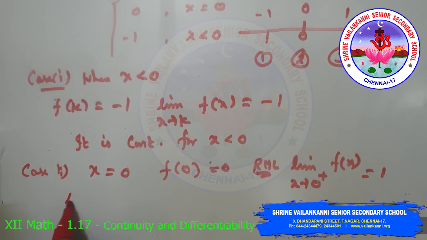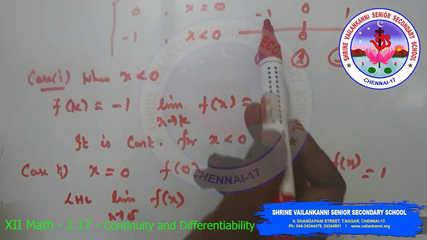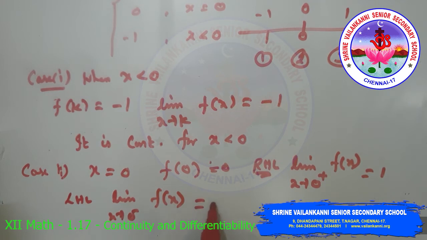Then the left hand limit, limit x tends to 0 minus f of x. To the left of 0 we have f of x defined to be minus 1, so it is equal to minus 1. We can see that the left hand limit is not equal to the right hand limit, then the limit does not exist. It is discontinuous at x equal to 0.